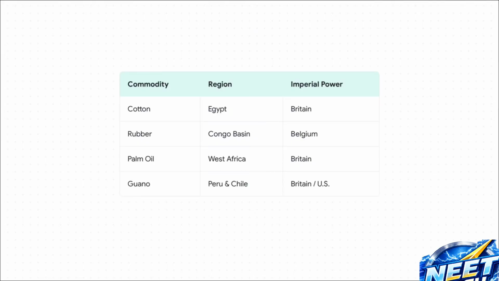This table gives you a fantastic snapshot of what I'm talking about. Egypt's economy was totally re-engineered to grow cotton for Britain's textile mills. The Congo Basin was brutally exploited for rubber, which was needed for industrial belts and tires. West Africa for palm oil. And get this, even guano, which is basically bird droppings from Peru, became this super important fertilizer for farms in Europe. Each place was turned into a specialized cog in the giant industrial machine.